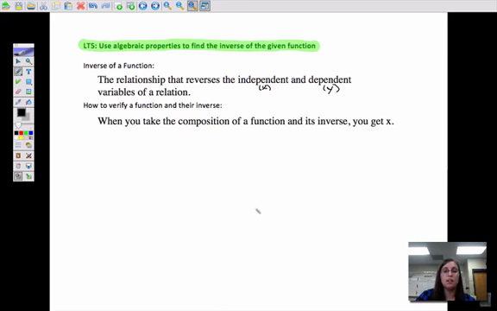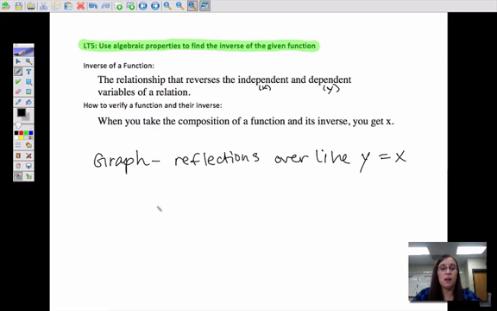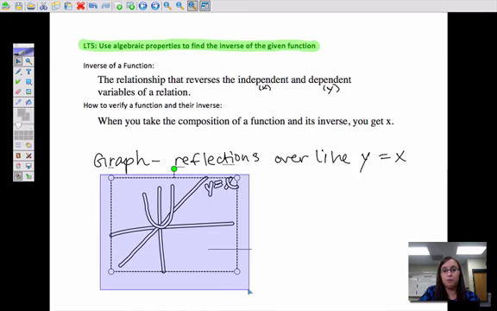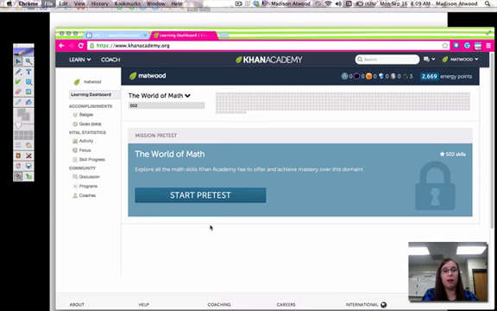Another important thing to know is that when you're looking to verify a function and its inverse, if you're looking at the graph, the two graphs should be reflections over the line y equals x, okay? So if I graph that line, this is the line y equals x. If I had, let's say, the parabola y equals x squared, and obviously not a perfect graph here, actually let me just pull up Desmos quick to show you what I mean, just because they can make a better graph than I can.